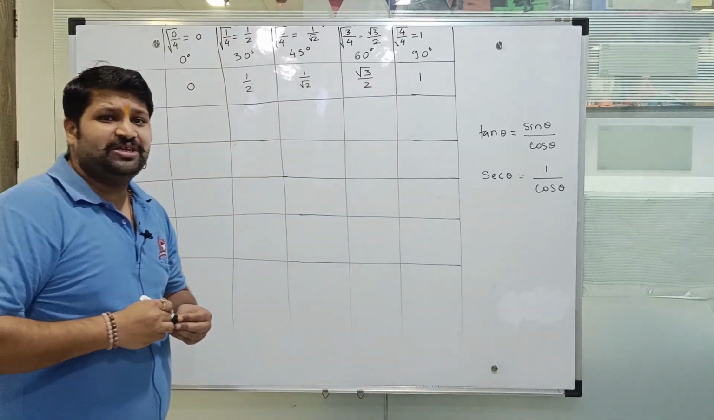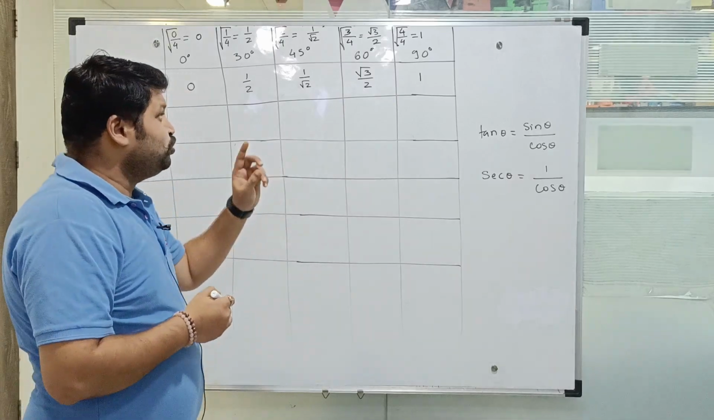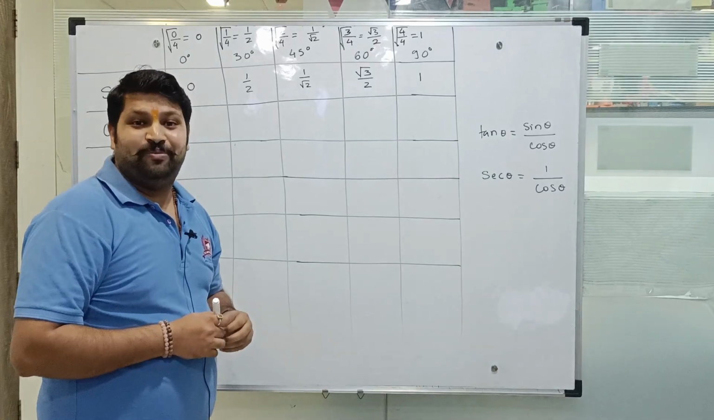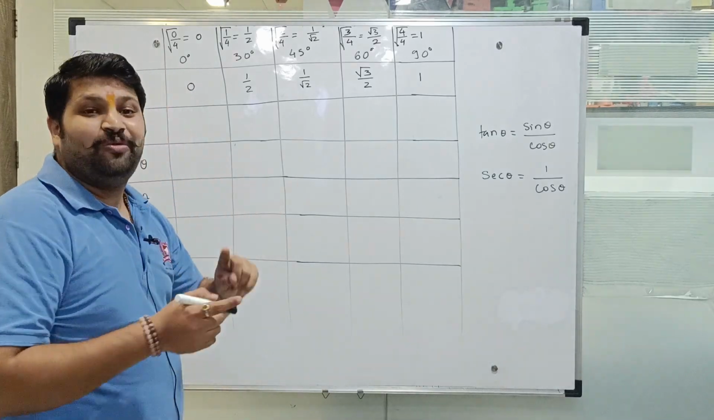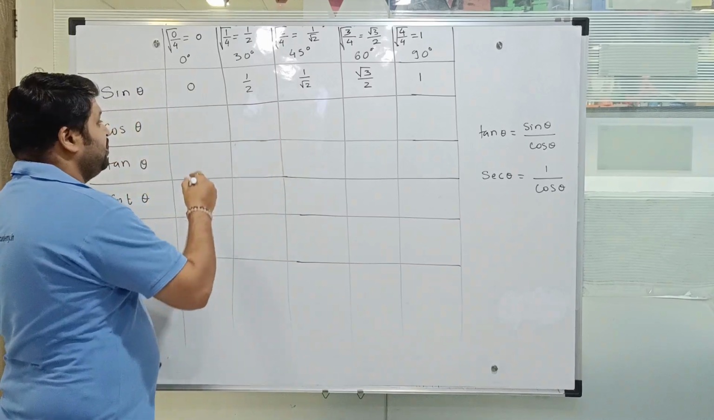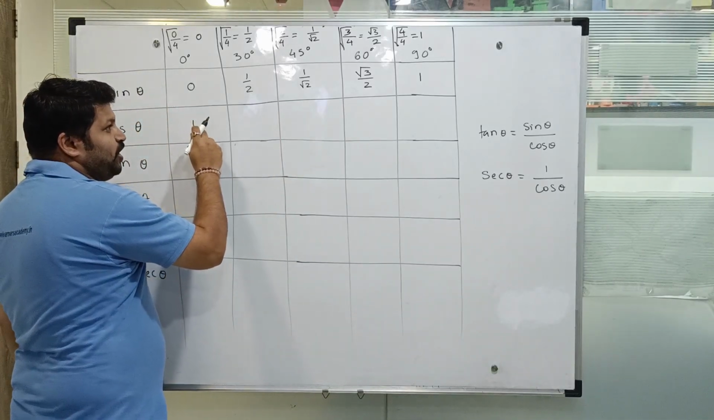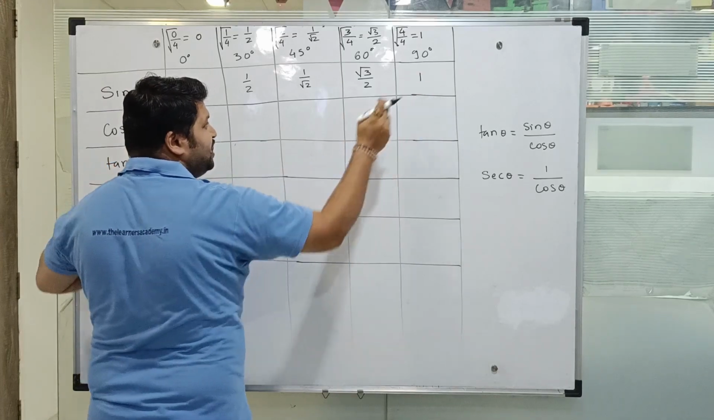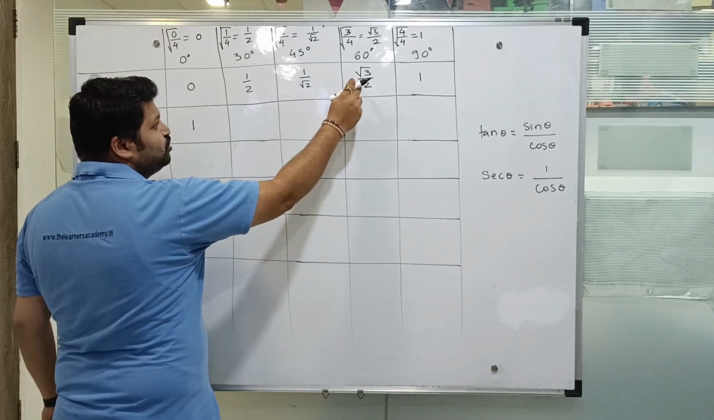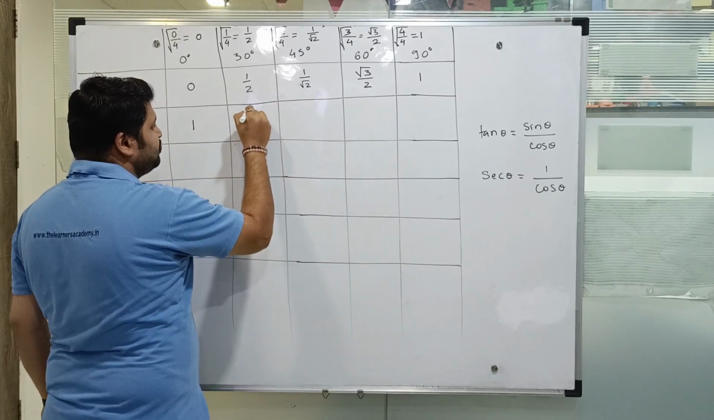Now in the previous video we have also talked about one more concept, that is the ratios of complementary angles. So the ratios of complementary angles are exactly the same. It would mean that cos 0 would be 1 because sine 90 is 1. Cos 30 would be equal to sine 60.